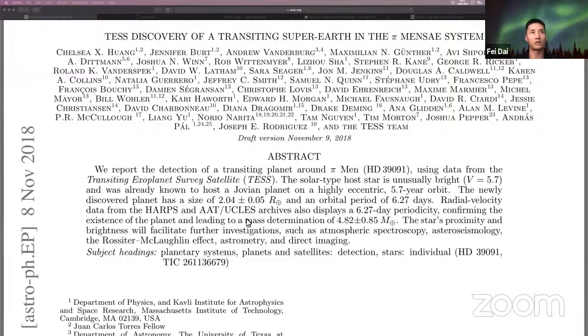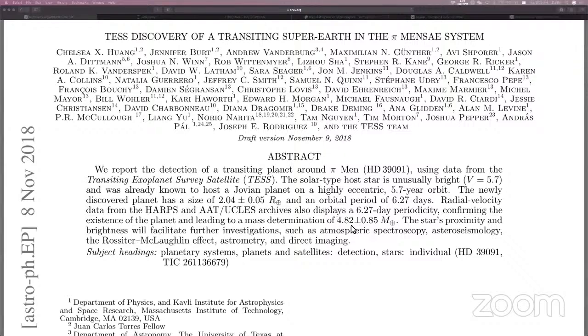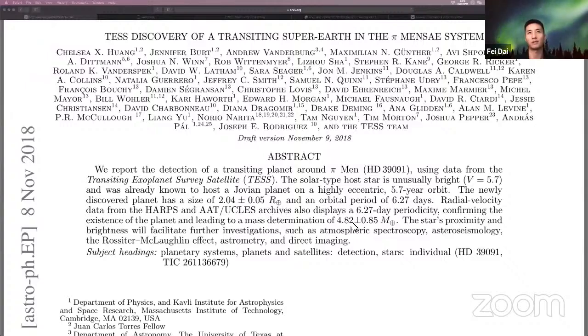And with that transit discovery, the authors went on to look at the archival radial velocities more carefully. Since they know the orbital period is around 6 days, they can look for the signals of this smaller planet in the radial velocities, more specifically at that 6-day periodicity. And what they found is that they can use the radial velocity to constrain the mass of that inner planet.